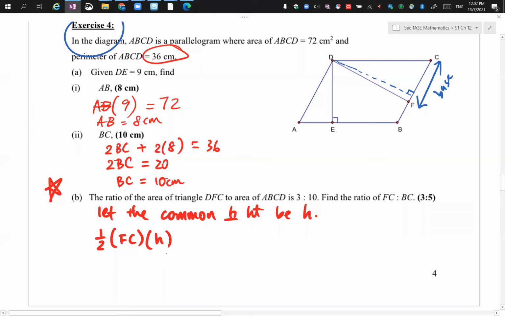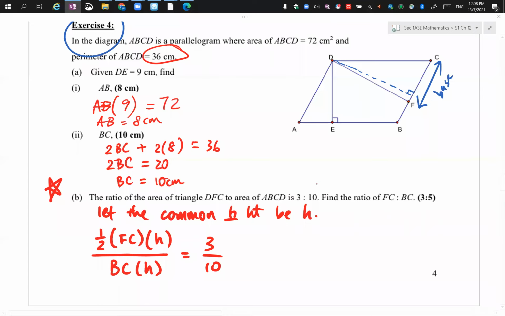And it has the same perpendicular height. Now we have written our ratio in a fraction form. We know how to do that. First fraction, first part of the ratio in the numerator, second part in the denominator. And this is equal to 3/10. It is given to us. At this point, you should be very happy because the strategy worked out very well. Remember, the strategy was to find the common height, common perpendicular height, which is H.